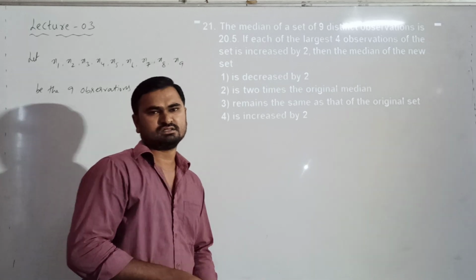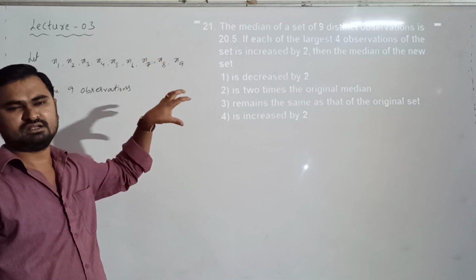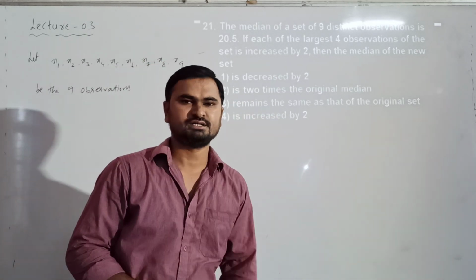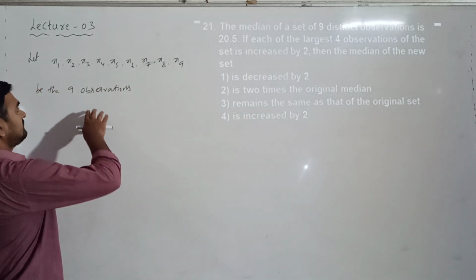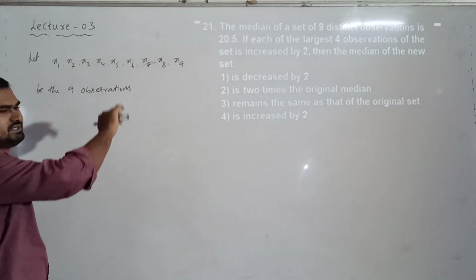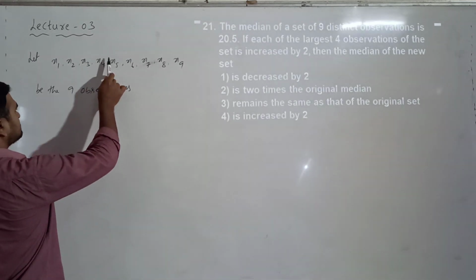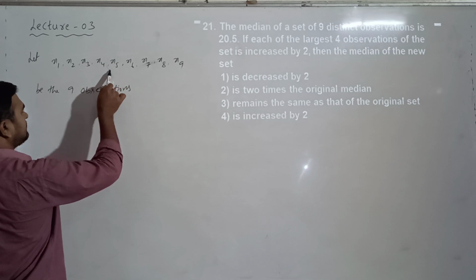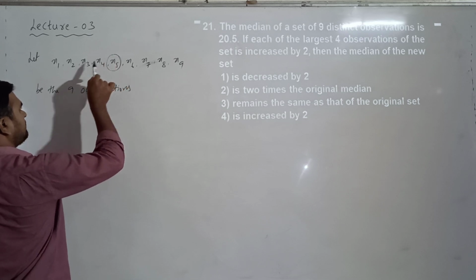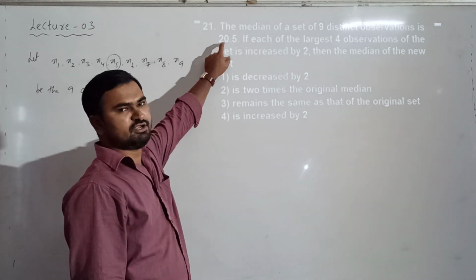Median is the observation which is present in the middle of the data after arranging the data in either ascending order or descending order. Now assume that we are arranging this data in ascending order. So suppose that this is the ascending order. Now which item is present in the middle of the data? X5 is the median, which is 20.5.